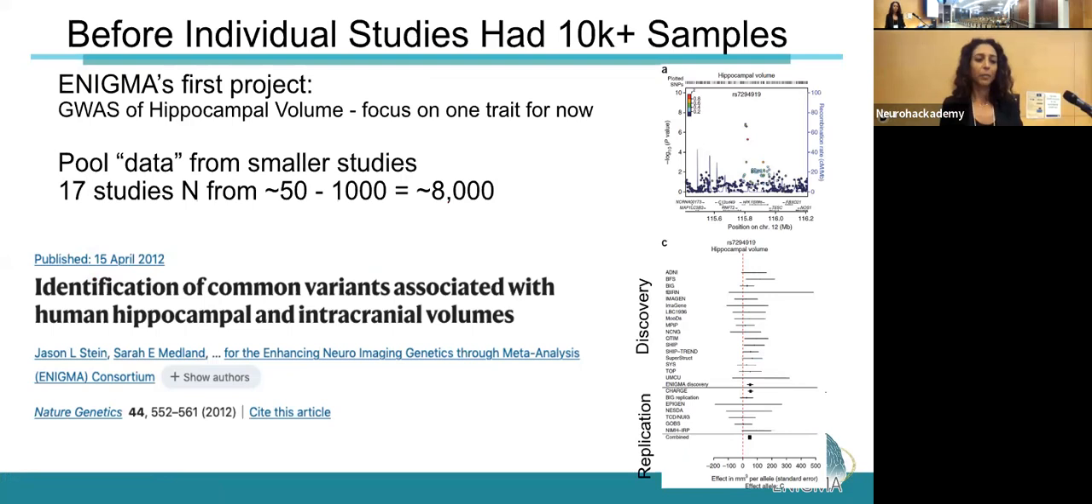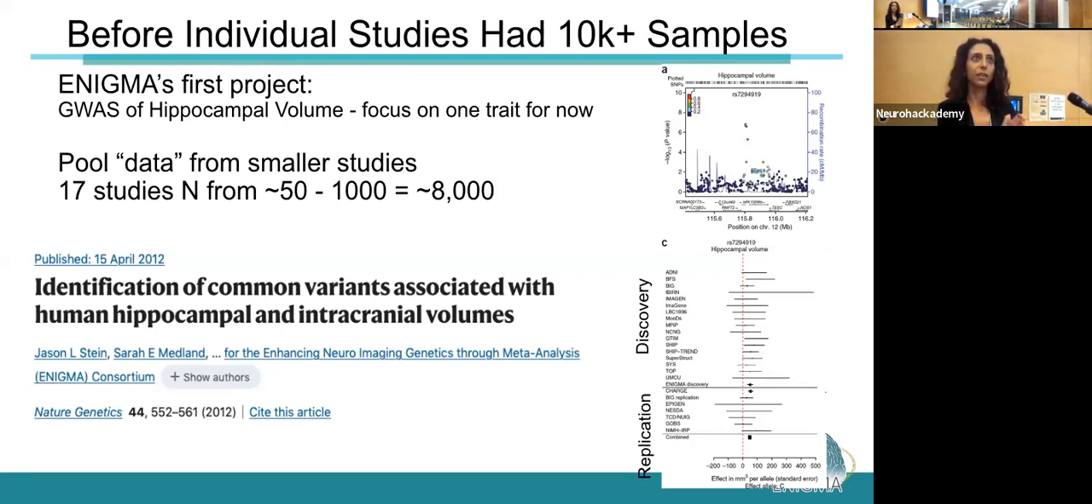So way back before individual studies like ABCD or UK Biobank existed, probably before a lot of you were born, we didn't have these data sets that had over 10,000 samples. So we had to find a way to make that happen. And we did that by pooling data from smaller studies.